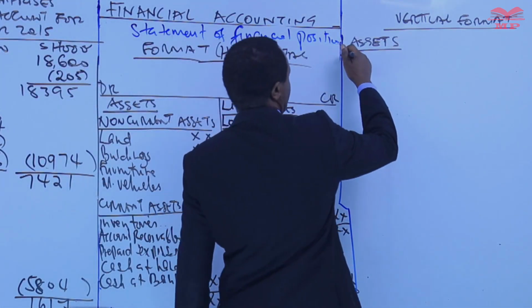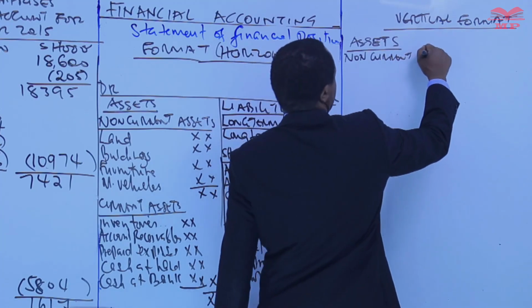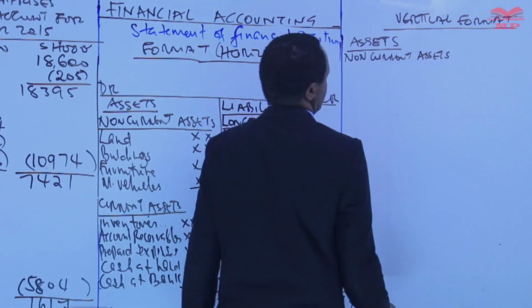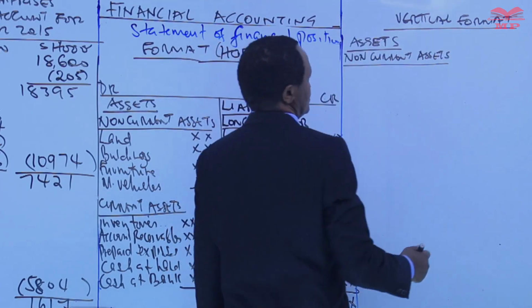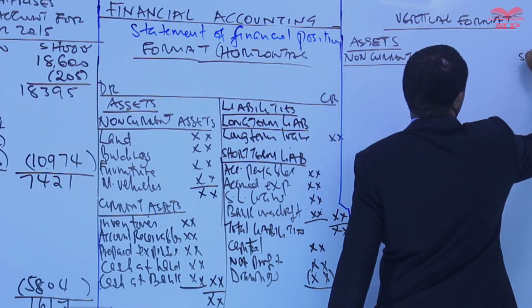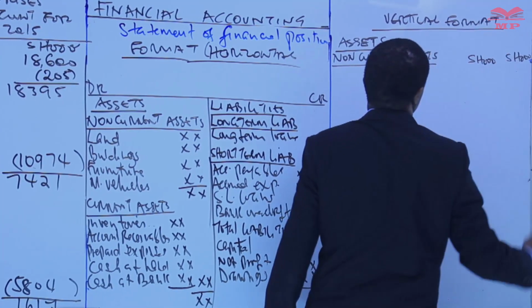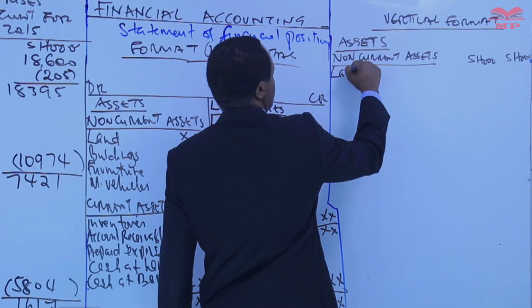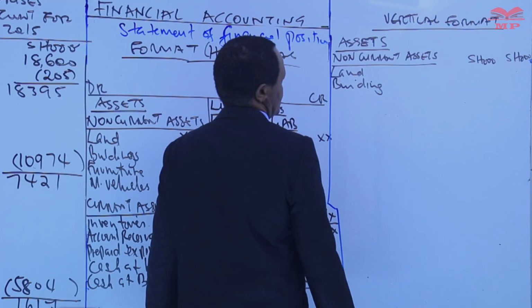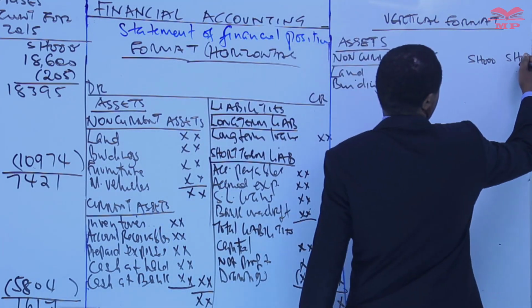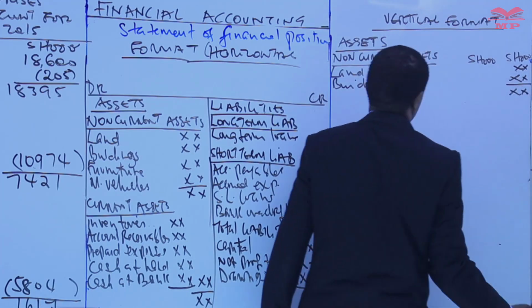So we begin with the non-current assets. Two columns. Land, buildings, long-term assets. We get the total non-current assets there.